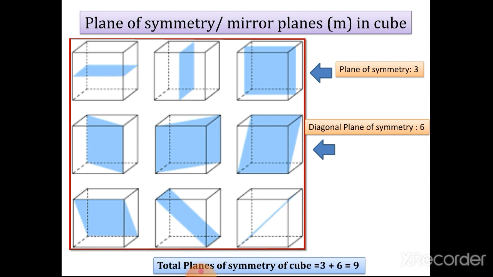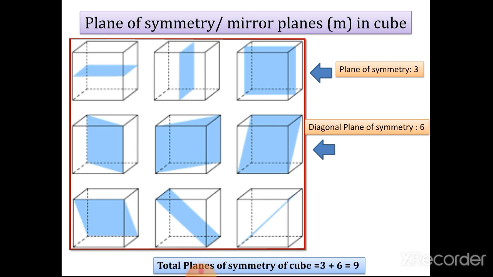Now here, a cube shows a total of 9 planes of symmetry. Initially, the upper ones they have shown are 3 planes of symmetry, and the remaining ones below are the diagonal planes of symmetry. The cube has a total of 3 planes of symmetry, and since the cube has 6 diagonals, formed due to opposite parallel edges, and it has a total of 12 edges, the pairs of opposite parallel edges will be 6, and hence the cube has 6 diagonal planes of symmetry.